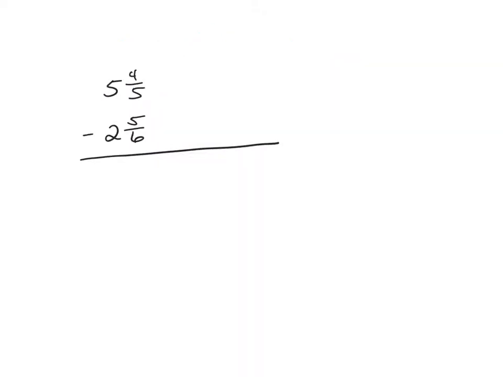Let's do one more example of a problem where we have to do some regrouping. 5 and 4/5 minus 2 and 5/6. The very first thing I need to do is I need to have common denominators. So I am going to figure out by skip counting what is the least common multiple of 5 and 6. For 5, skip counting, 5, 10, 15, 20, 25, 30. For 6, 6, 12, 18, 24, 30. So the common multiple is going to be 30.